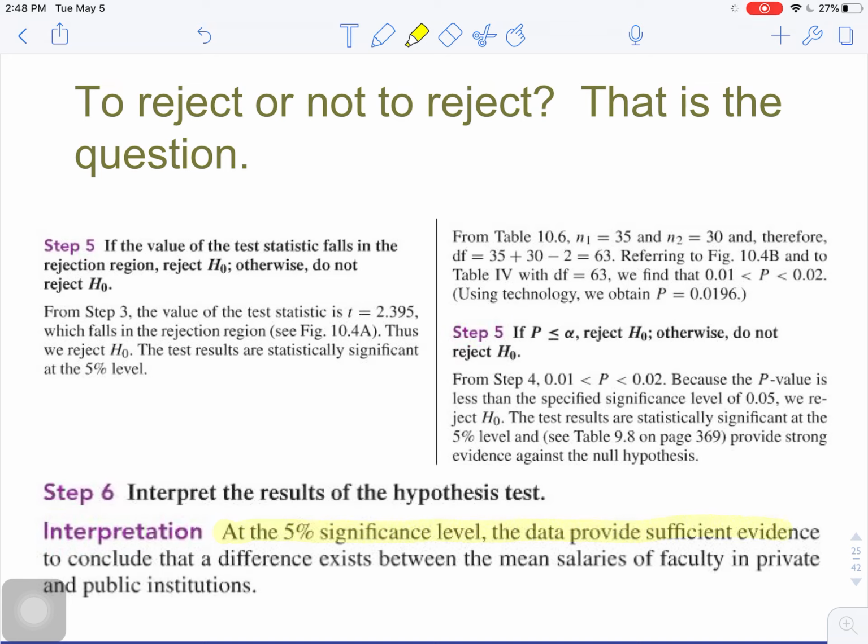So we have that critical value cutoff at 1.998. And our test statistic falls in that reject area. So we are going to be rejecting our null hypothesis and accepting the alternative hypothesis that a difference in fact does exist between our public institution salary and our private institution salary. So what I want to show right here, at the 5% significance level, the data provide sufficient evidence to conclude that a difference exists between the mean salaries of the faculty in private and public institutions.